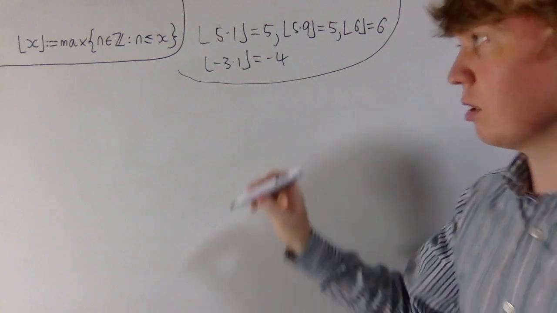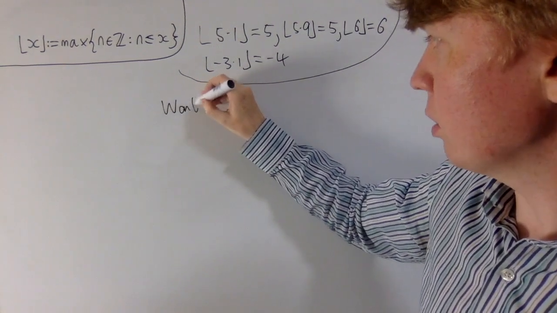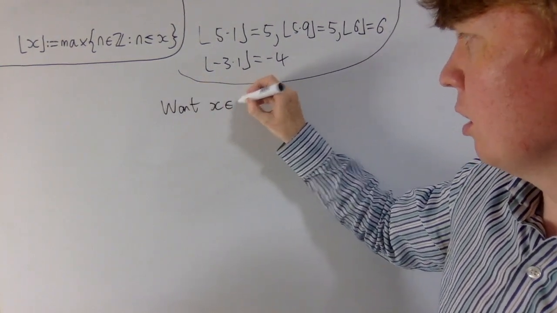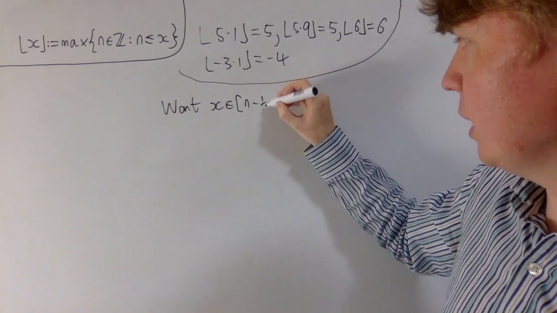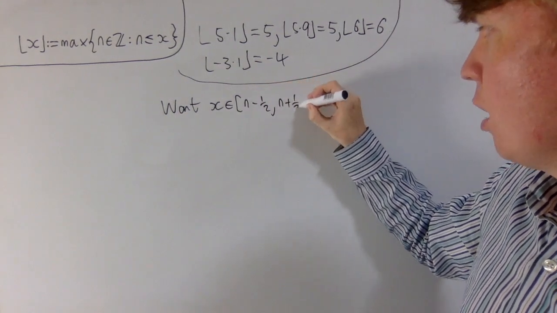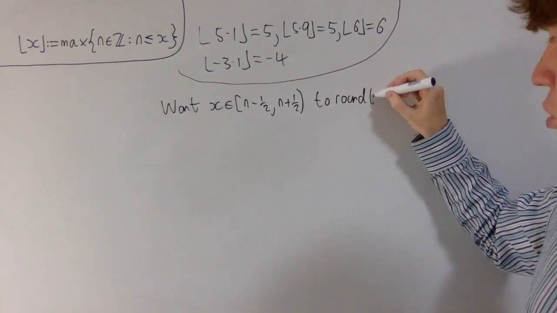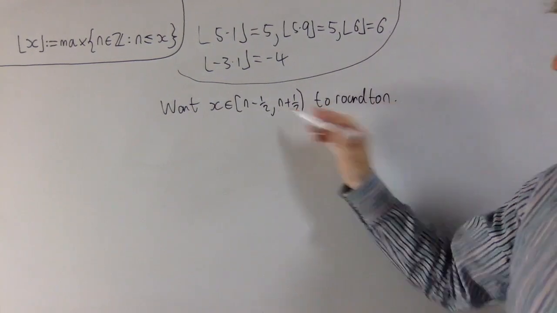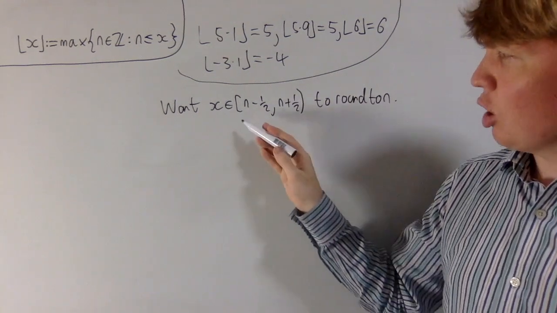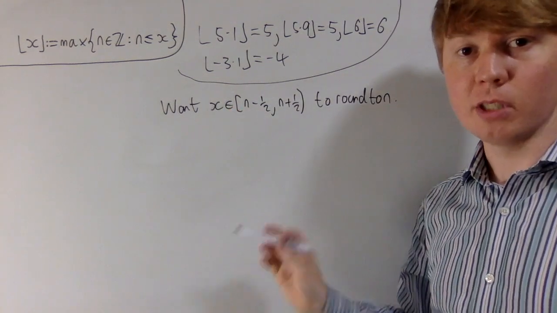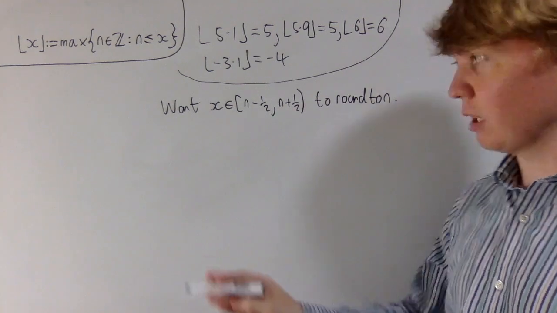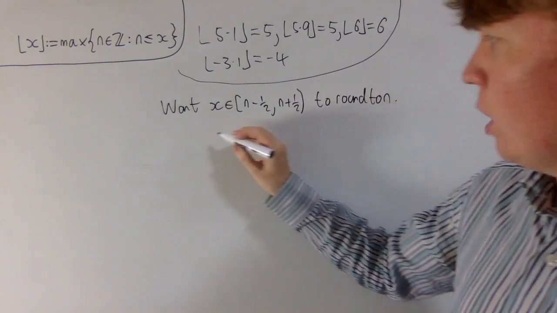So let's see how we can use this to start off just to round a number to the nearest integer. If we're going to round to the nearest integer, we want x, which is between n minus a half and n plus a half, but not including n plus a half, to round to n, where n is any integer here. How can we use the floor function to help us get a nice function where we input x and we output n? Let's have a think what happens here.